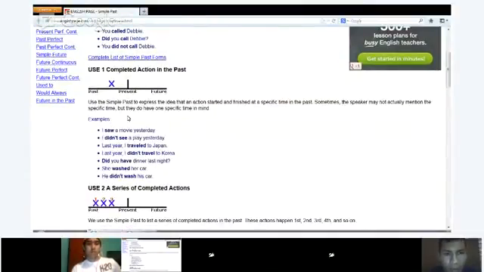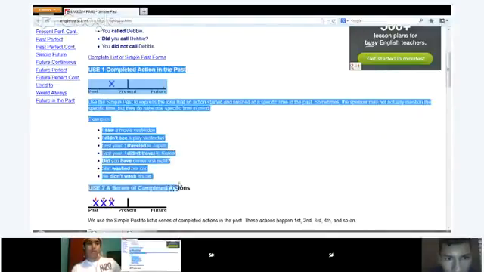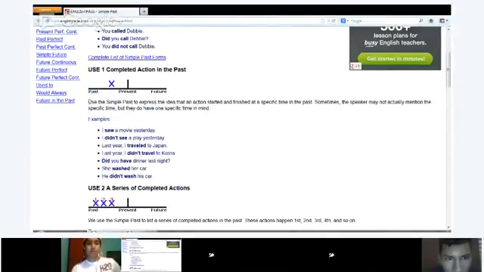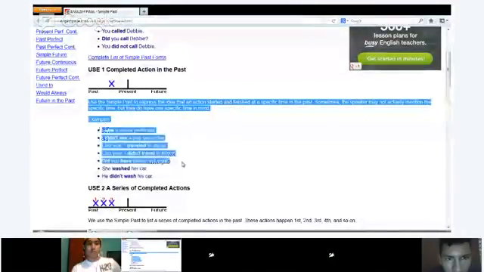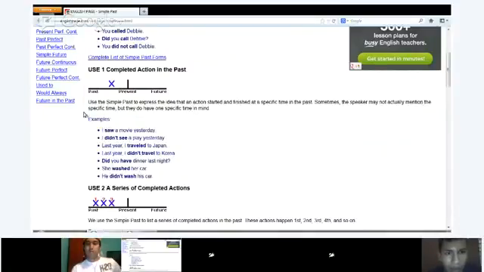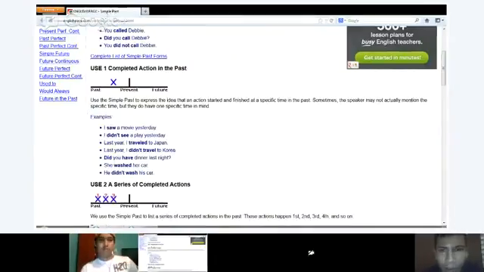Now, Jordy, let me have you read through use number 1. Okay, I'd like for you to read this sentence here, as well as the examples down below. Go ahead and use that. Use 1: complete action in the past. Use the simple past to express the idea that an action started and finished at a specific time in the past. Sometimes the speaker may not actually mention the specific time, but they do have one specific time in mind.